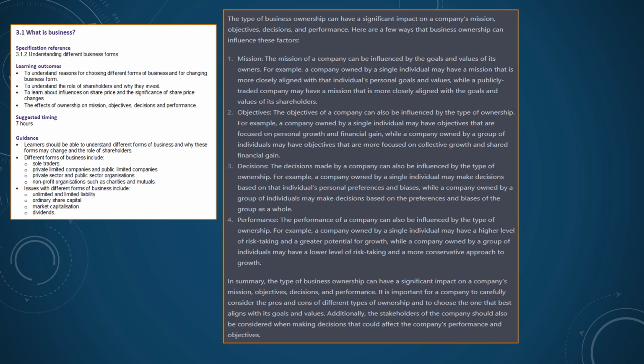So there's a suggested timing on that of 7 hours. Don't forget the other guidance at the bottom there that goes into a bit more depth to help you with that. So that's 3.1.2 covered.